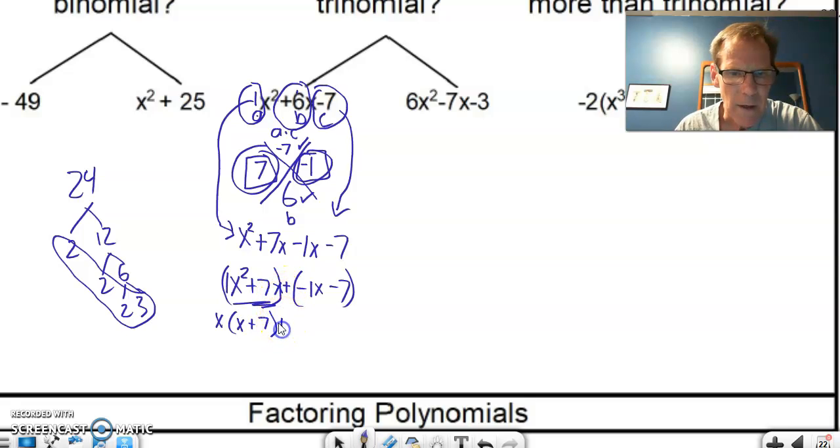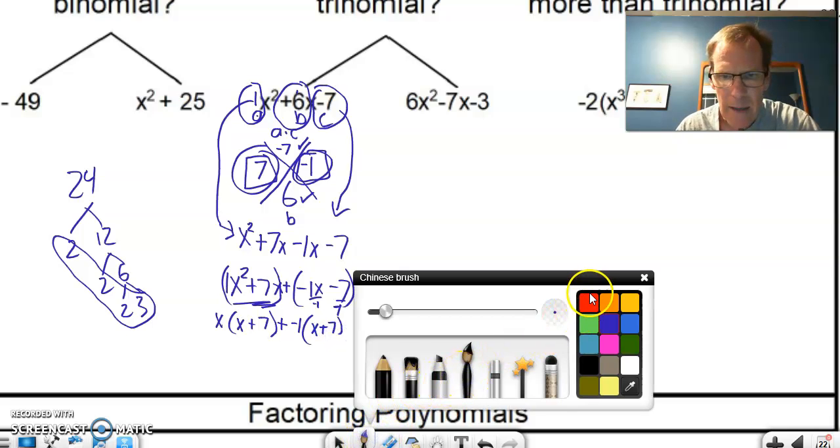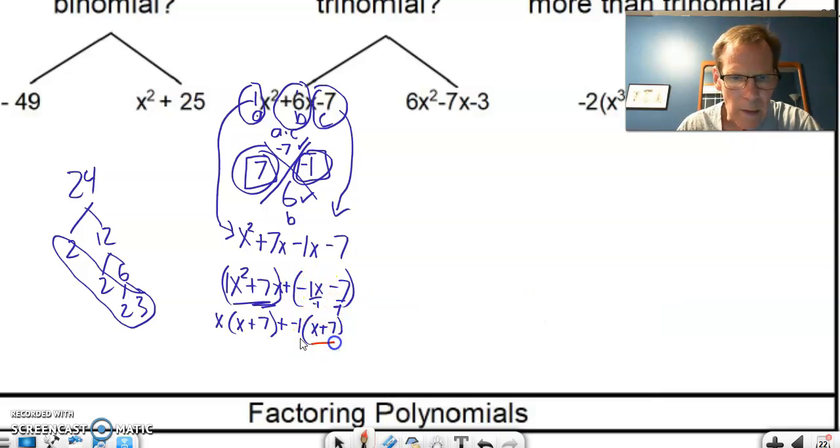On the other end, I still have a plus, and it looks like a negative 1 is the common factor. When you divide both terms by negative 1, because that's kind of what we're doing here, you get x, and negative 7 divided by negative 1 is plus 7. And lo and behold, I want to emphasize that the two leftover binomials are both the same, x plus 7.